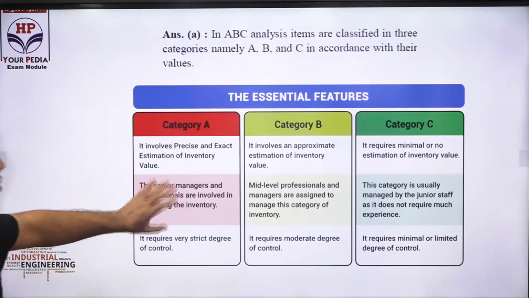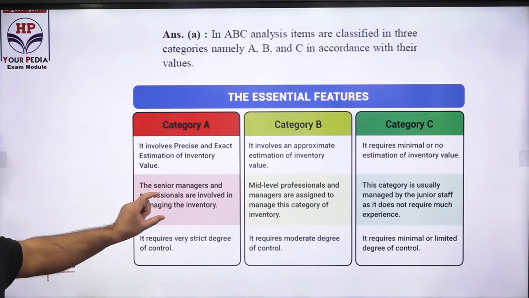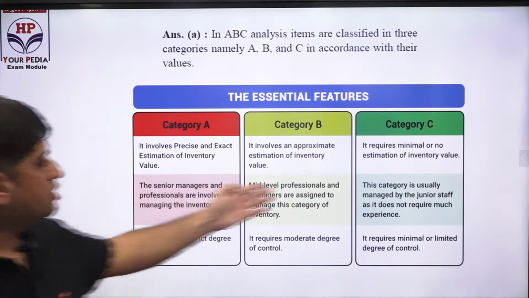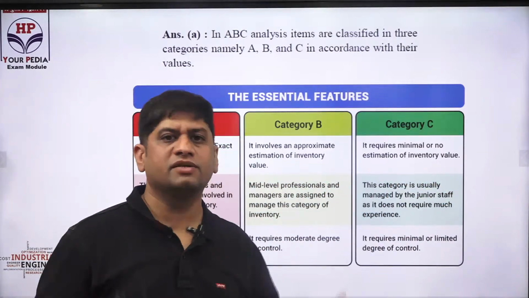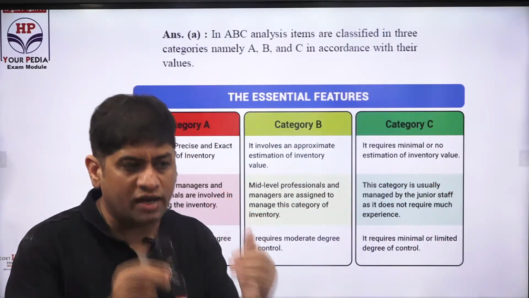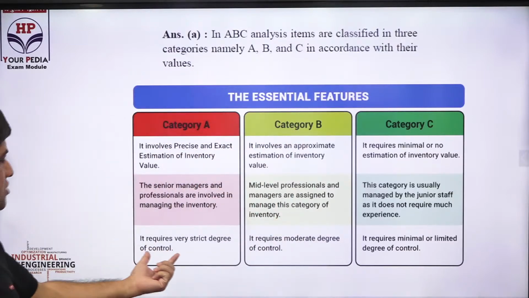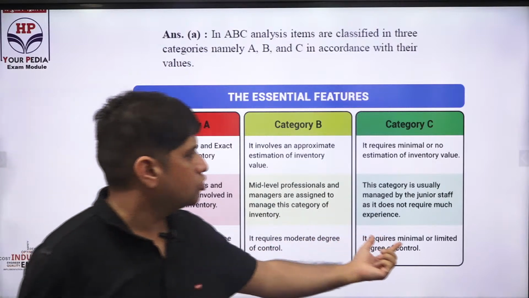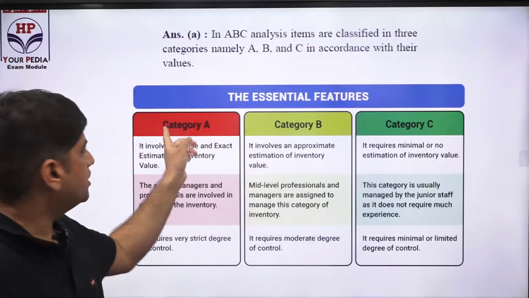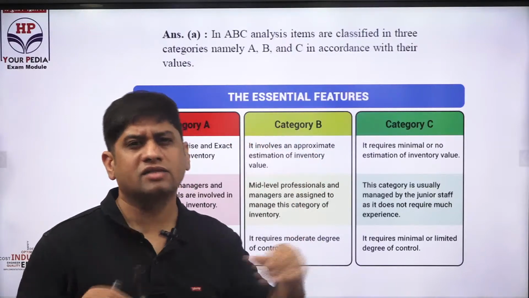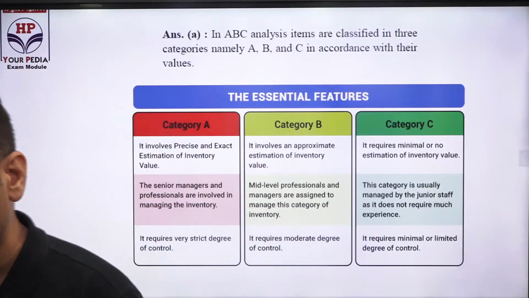Senior managers are required. Inventory, the ornaments in your house, the parents look after them, you people hardly do. But clothes and so on, you look after them yourself, even your parents don't look at them. So when A items are there, top management is involved. It requires very strict control, moderate, no control. Think of jewelry, think of clothes, think of mobile phone, laptop, and you will understand what answer you have to give for this inventory.